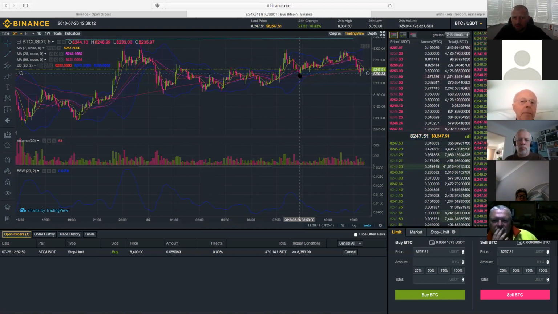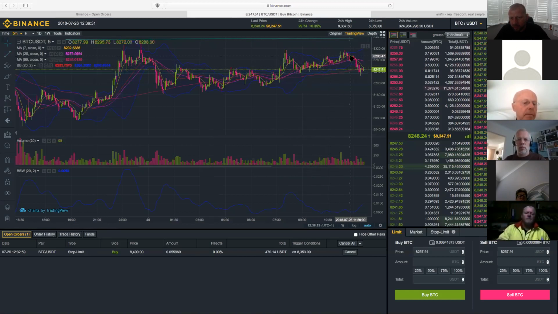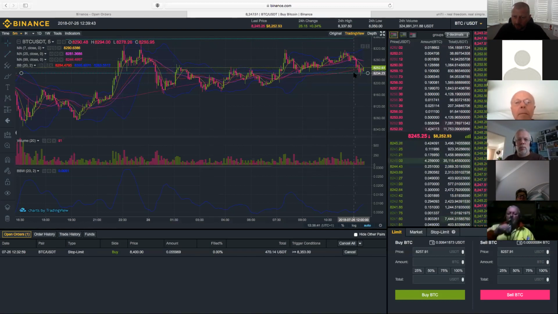So now this line has become a support line. It's supporting the price of Bitcoin. It's making sure that the price of Bitcoin doesn't drop below this line. You've got a little try there, a little try there, and a try here. So the signal has changed to a buy, because at 82.34, that is support.